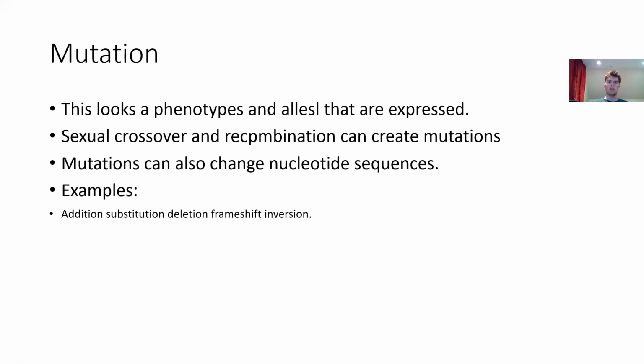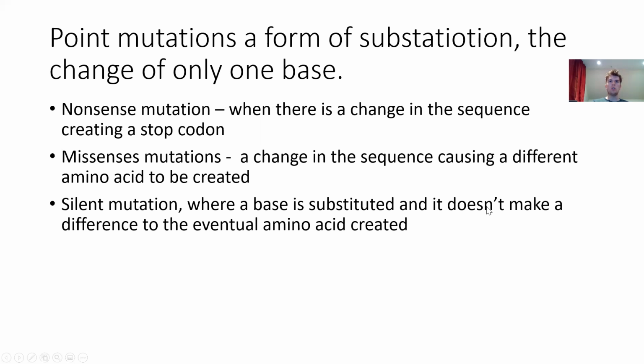And examples are addition, substitution, deletion, frameshift, and inversion. So addition is an addition of a base in a genetic sequence. Substitution is the changing of a base in a genetic sequence. Example, a G for a T. Deletion is removal of a base. Frameshift is an addition of a base which will shift all the bases after to create different proteins, amino acids. And inversion is when the bases flip. These are all examples of mutations.